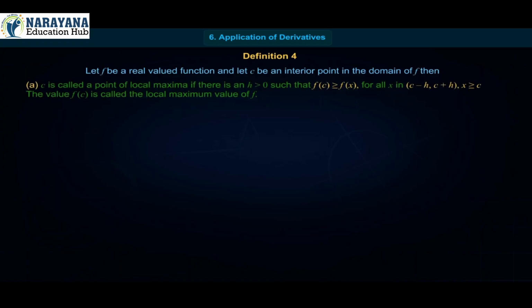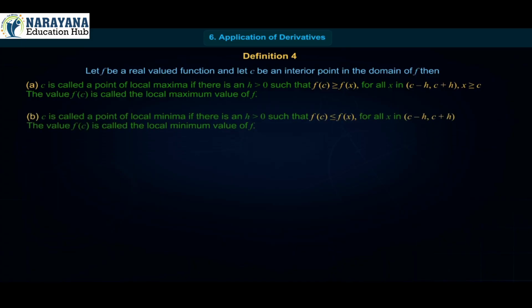C is called a point of local maxima if there is an h greater than 0 such that f of C is greater than or equal to f of x for all x in the open interval (C minus h, C plus h), where x is not equal to C. The value f of C is called the local maximum value of f.